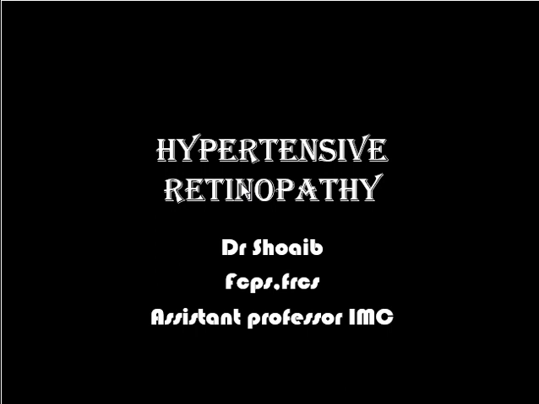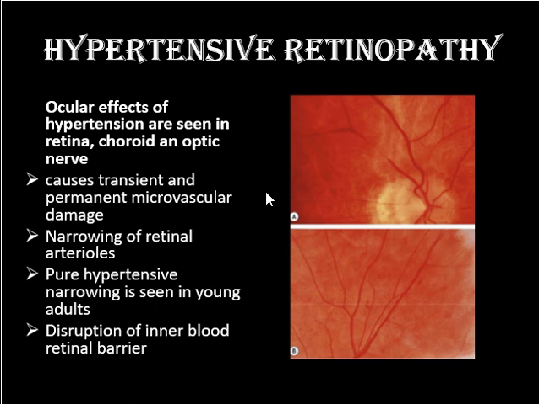Today's topic for discussion is hypertensive retinopathy, which is the ocular manifestation of systemic hypertension. Ocular effects of hypertension are seen in the retina, choroid, and optic nerve. It causes transient and permanent microvascular damage. There is narrowing of the retinal arterioles.